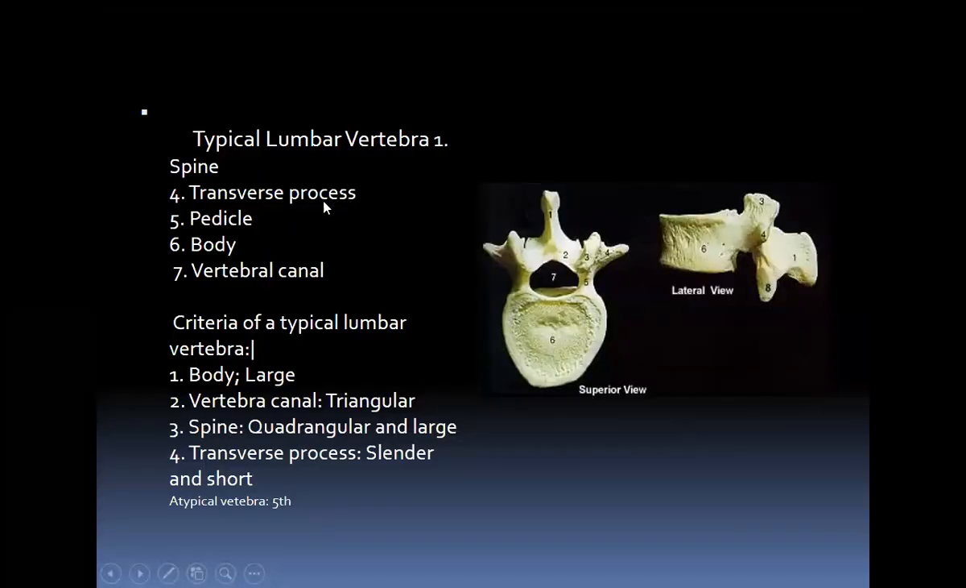Here there are some important features. Then the transverse process, if you see here, it is short. Then the pedicle, so here is the pedicle, and the body is large here, very big, and the vertebral canal is very small, oval shape. Okay, so the body is large, very large, and the vertebral canal is again becoming triangular or oval in shape. The spine becomes short and quadrangular. Okay, transverse process slender and short. Transverse process short. So this is how a typical lumbar vertebra will look like.